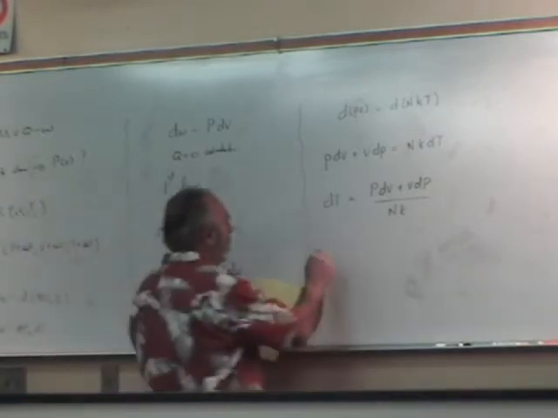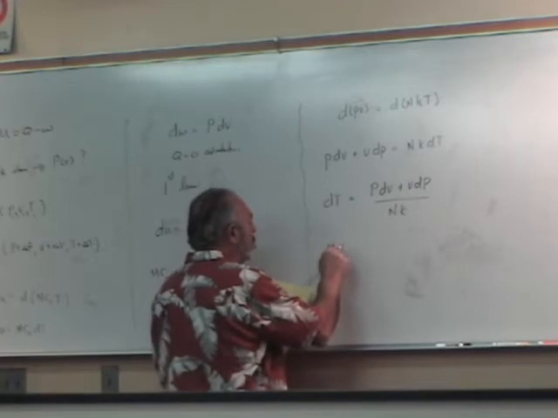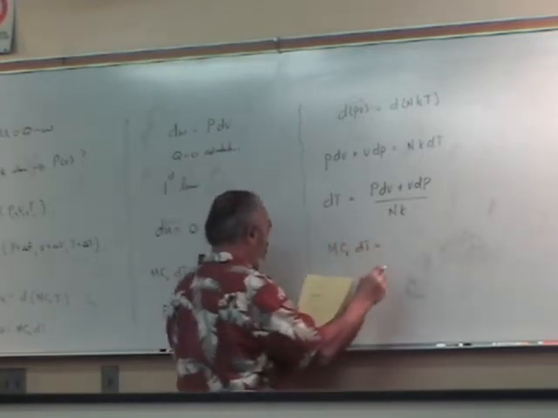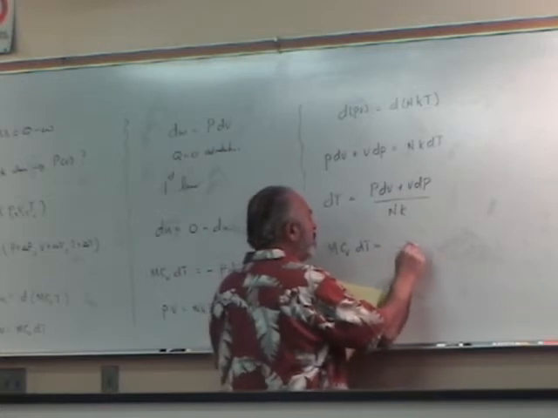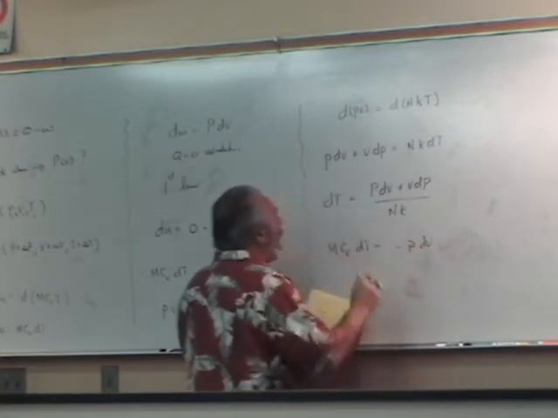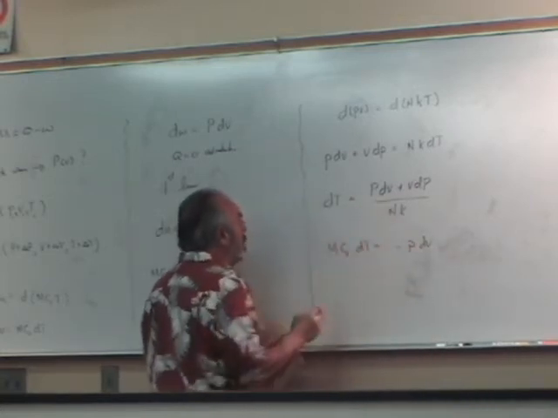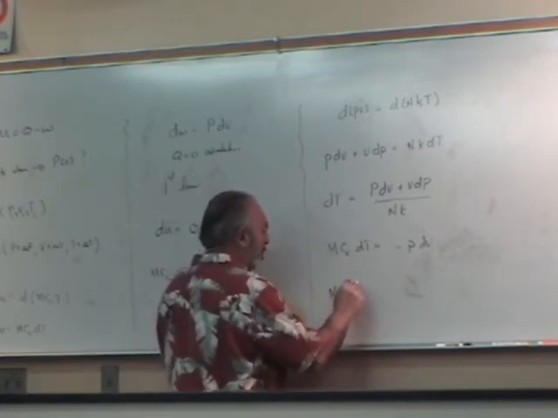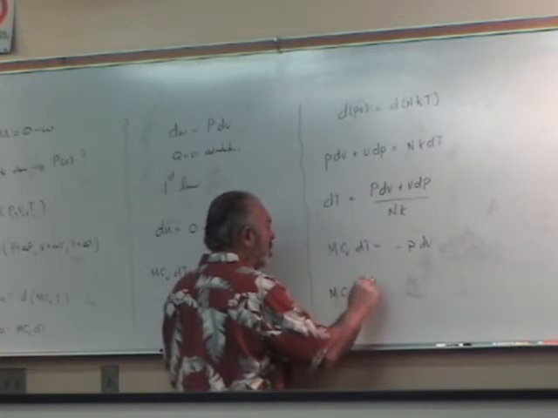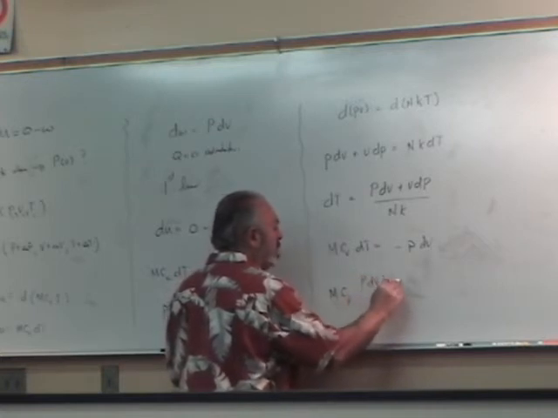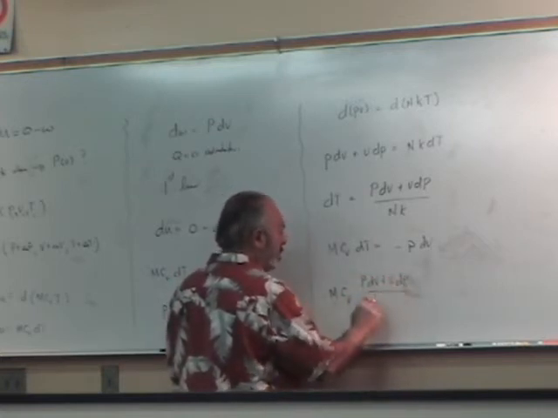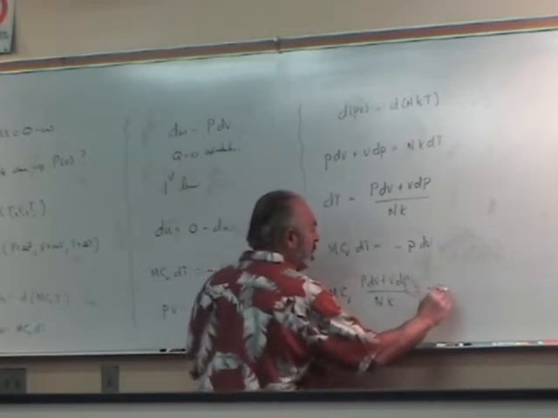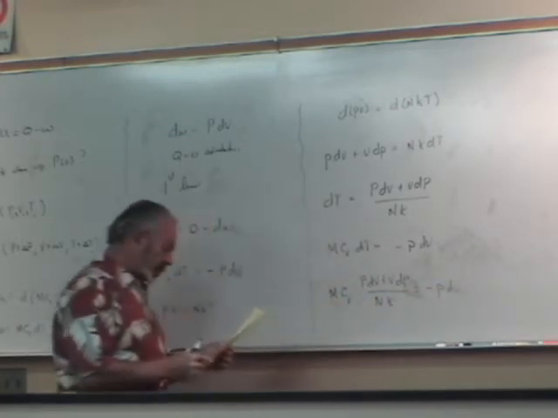m c sub v dT equals minus p dV. And we can substitute this in right here. So, give me just a moment here, times, and this is (p dV plus V dp) divided by nk, equals minus p dV.